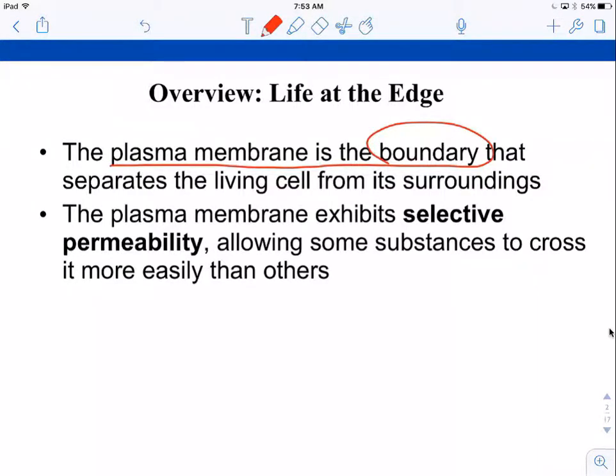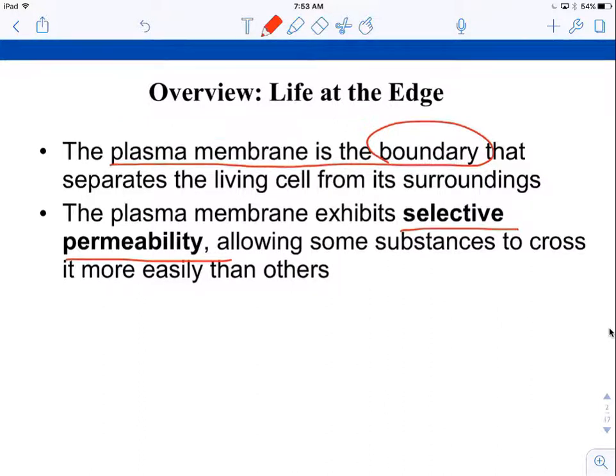The plasma membrane exhibits selective permeability, allowing some substances to cross the membrane and other substances to stay out. And that's, again, how it can allow exchange, so the cell gets what it needs, gets rid of wastes, but also makes sure that things that are harmful to the cell or not good for the cell will not get in. Selective permeability, key term.